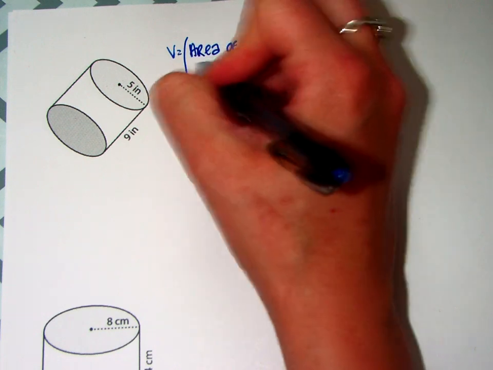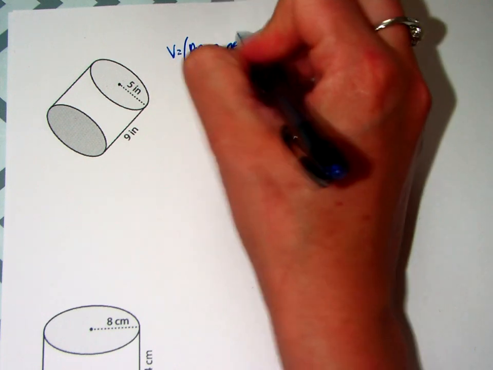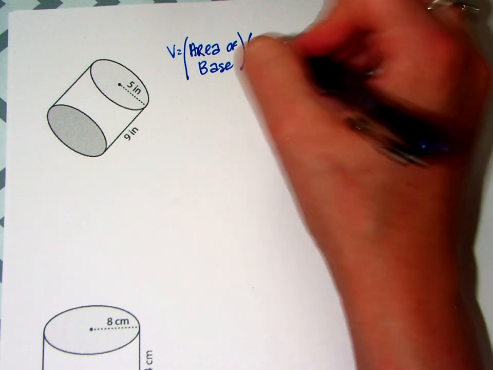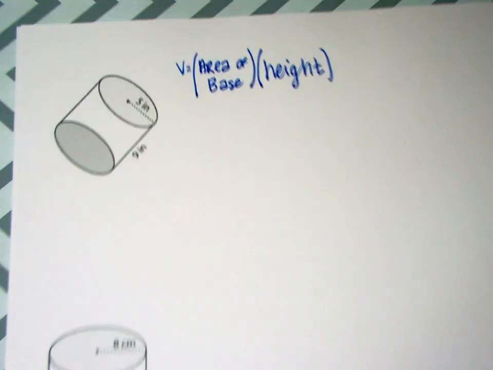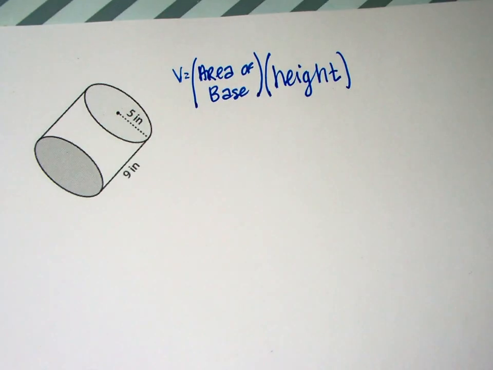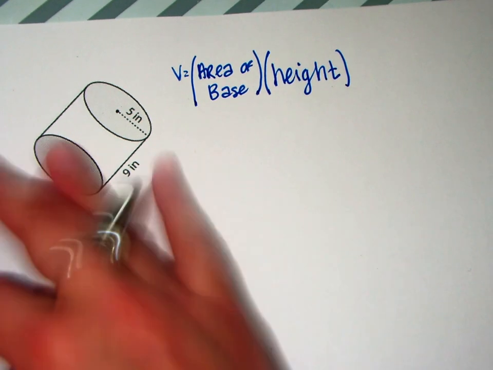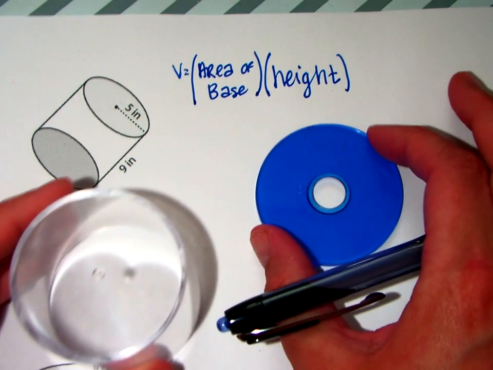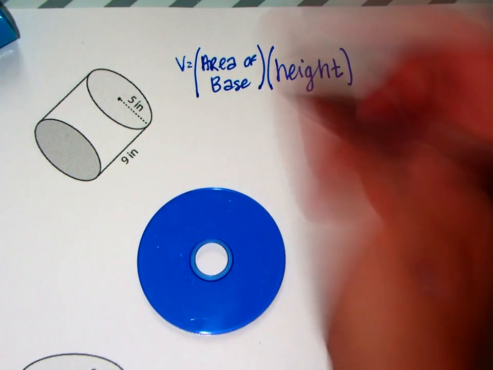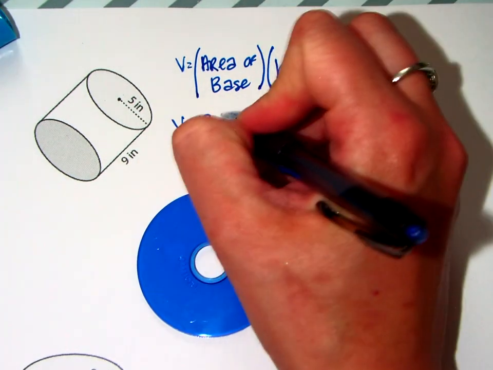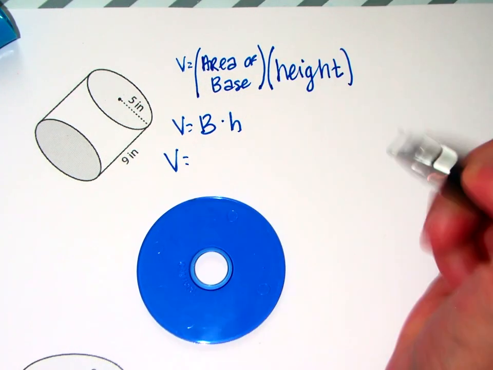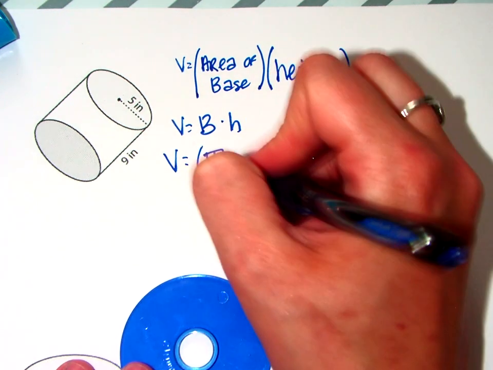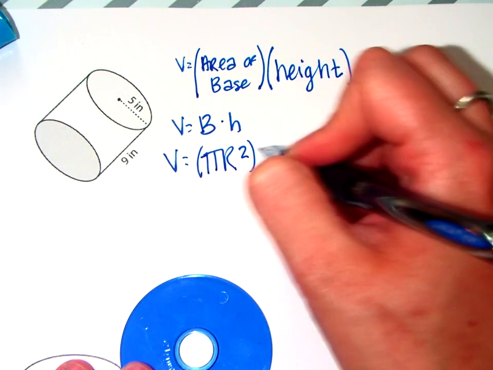area of base times the height. Now, the area of the base changes, just like it did with prism. Remember, depending on the base shape, the area formula changes. Well, in a cylinder, the base shape is a circle. So when we're focusing on the volume and the area of the base times height, my area formula is going to be pi r squared, because that's how you calculate the area of a circle.